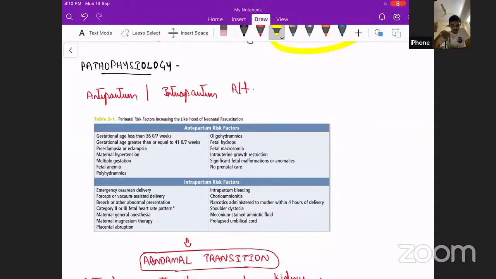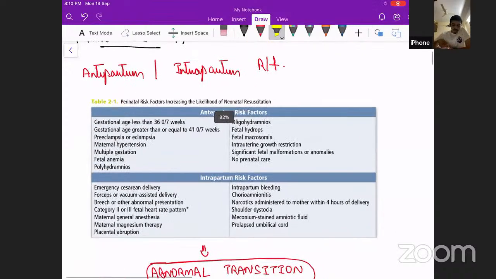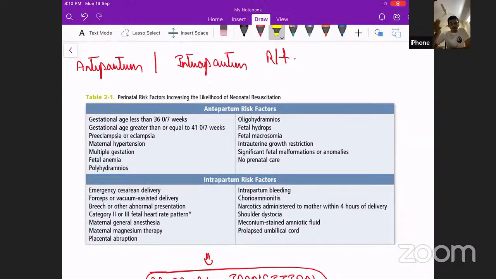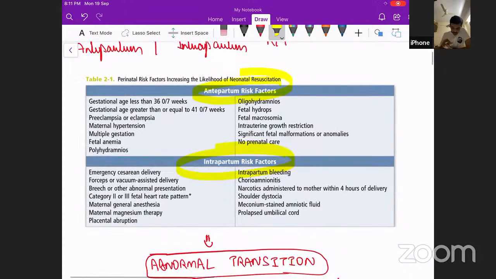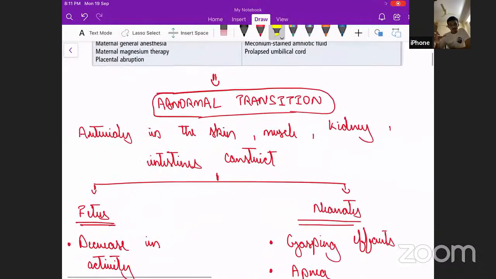Next is pathophysiology. So what is it that causes this abnormal transition? Whenever we go to resuscitate a child, or whenever we go to receive a baby in the labor room or OT, we'll have to anticipate, based on certain risk factors. If any antepartum or intrapartum risk factors are present, as mentioned over here, then we can expect the newborn to have abnormal transition. That is when we'll have to be ready with all the things necessary to resuscitate the child, correct?